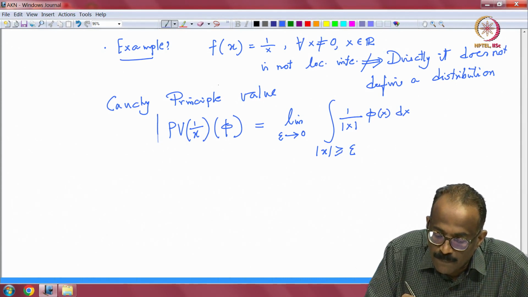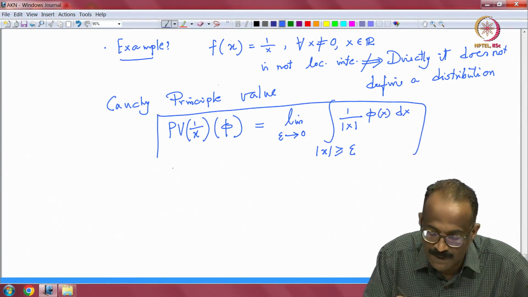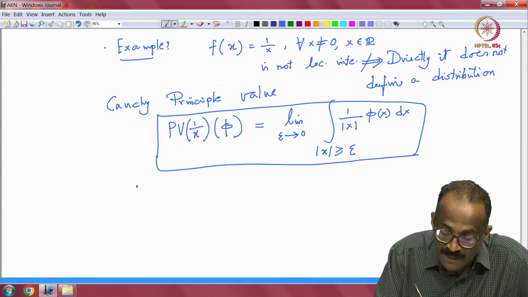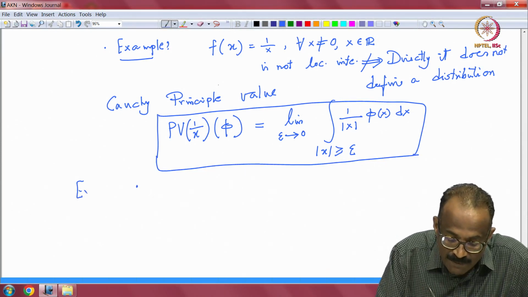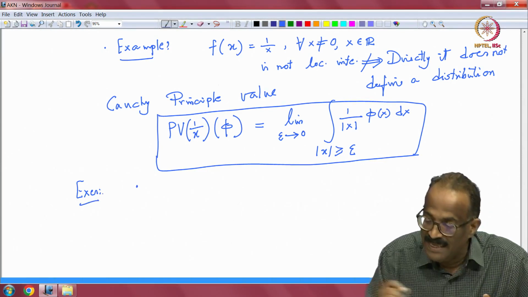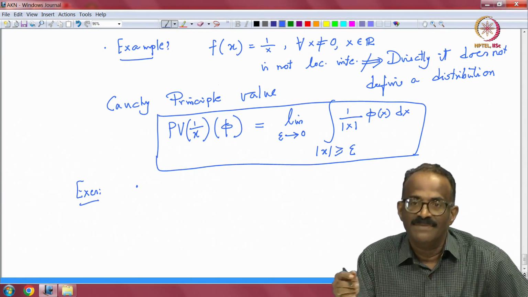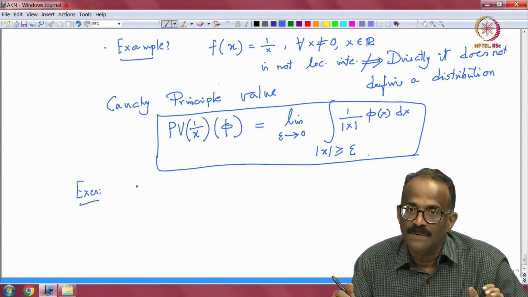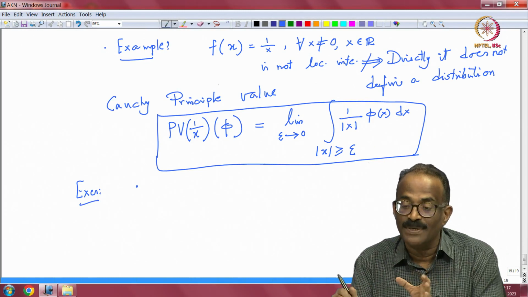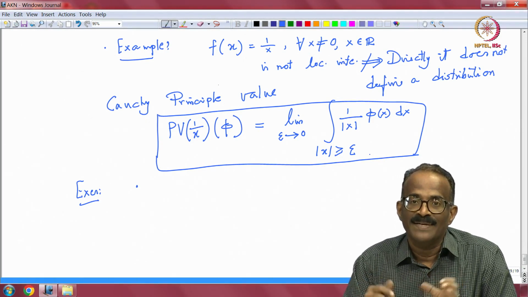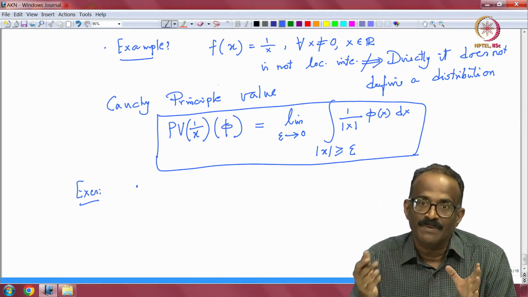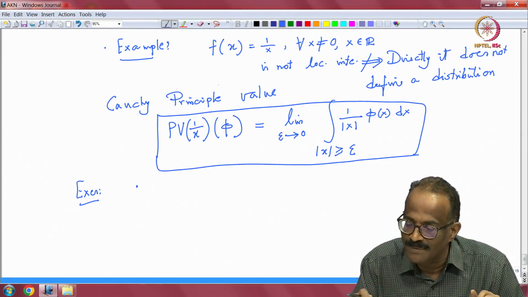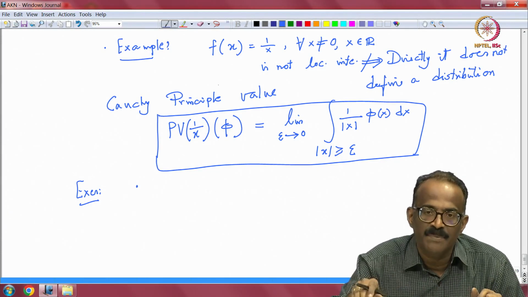Okay. So, PV, I just defined a mapping; show that it is well defined. These are all exercises which I will leave. That means you have to show that this limit exists as epsilon tends to 0. You cannot take epsilon tends to 0 and put it from minus infinity to infinity, because 1 by mod x is then not locally integrable.